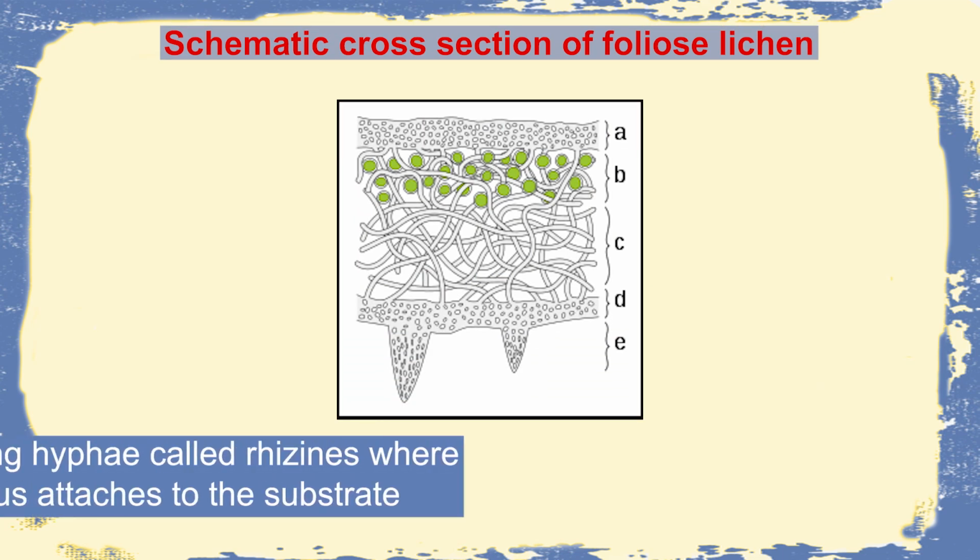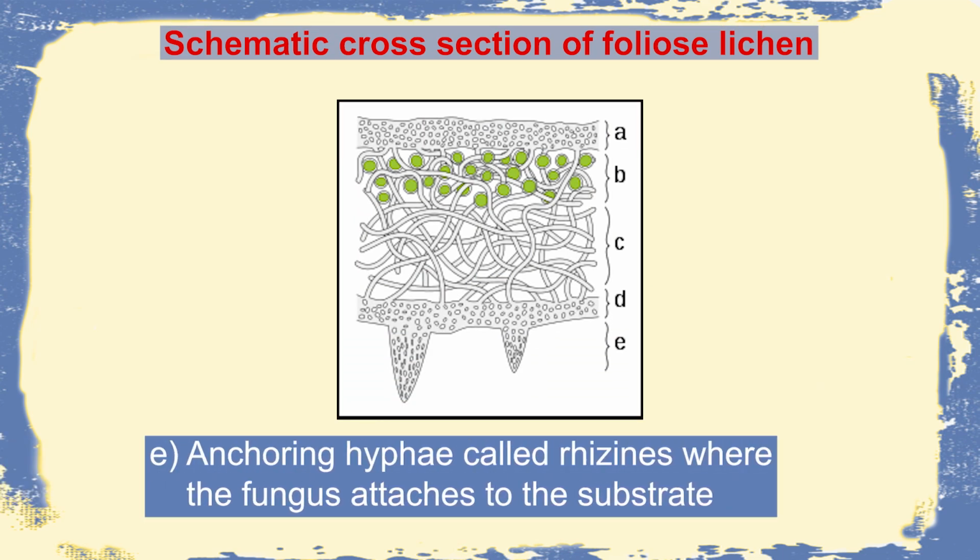Sometimes there may be an additional layer, also called the anchoring hyphae or the rhizine, which is basically formed of mycelial aggregate, and they help in procuring nourishment from the soil or the substratum.